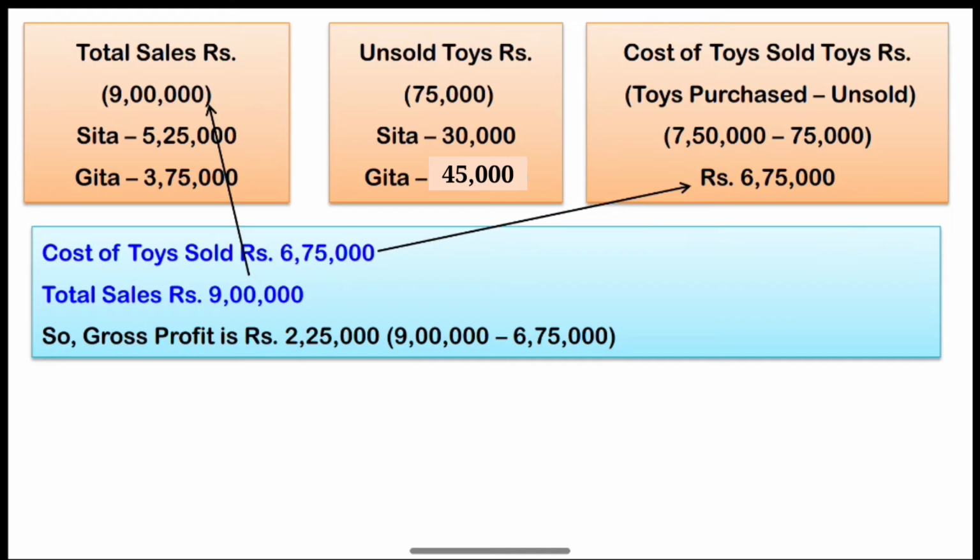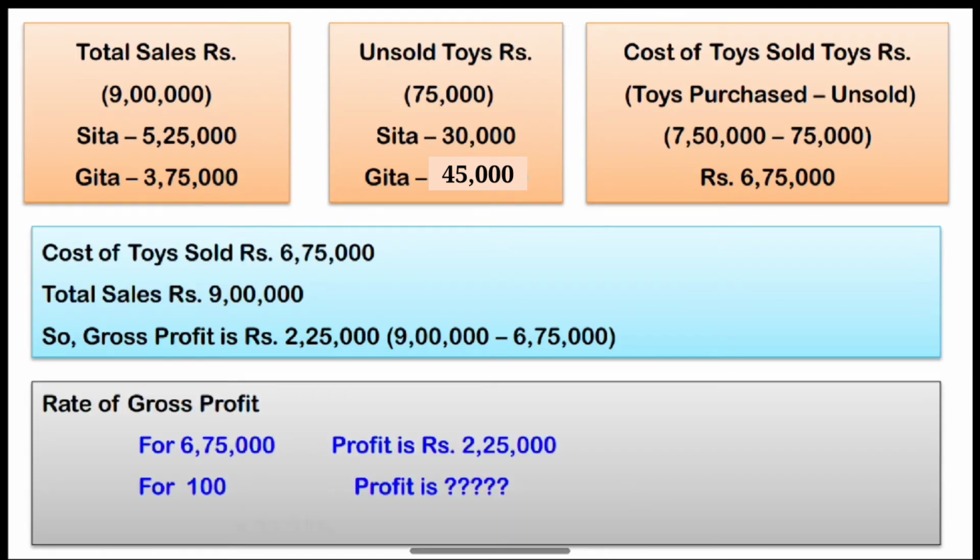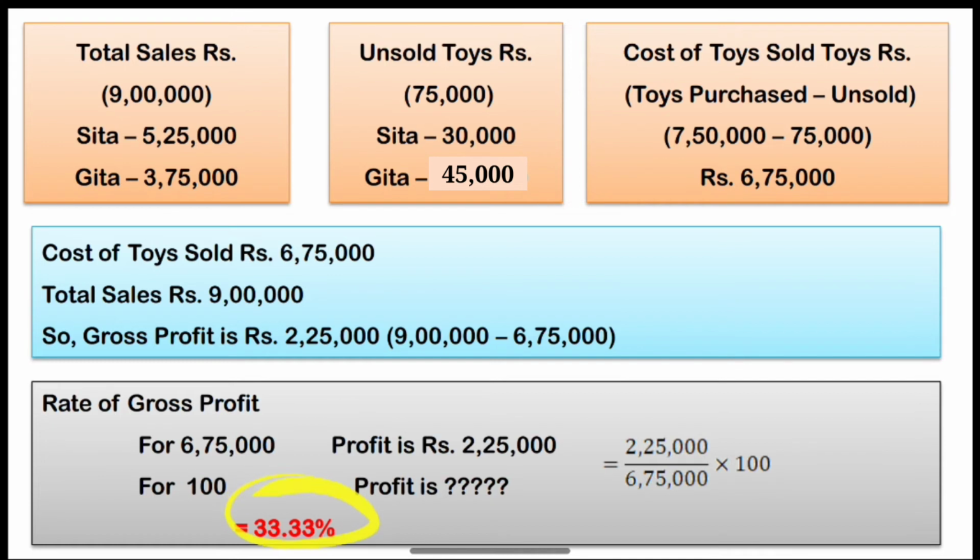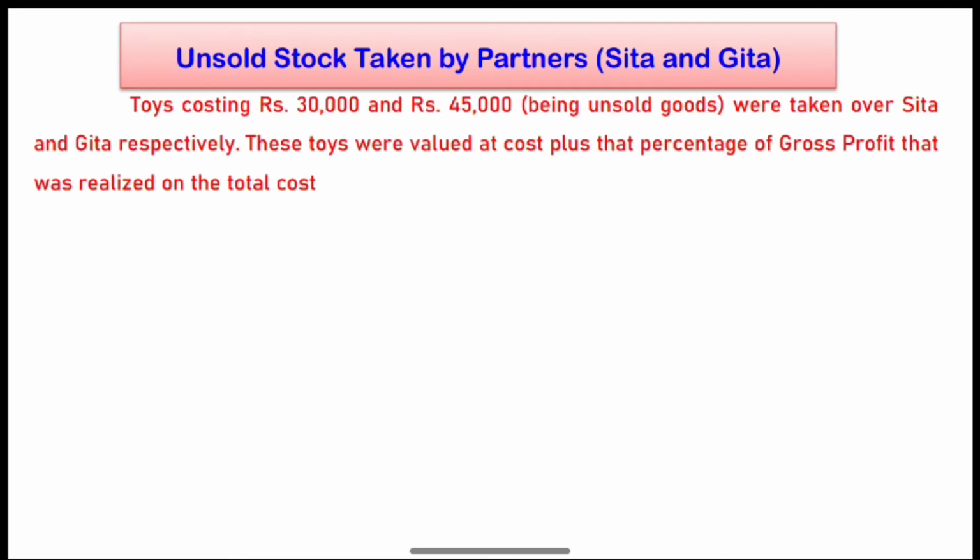So there is a gross profit of rupees 2,25,000. Rate of gross profit: profit 2,25,000 per 6,75,000. So for 100, profit is how much? So we'll get 33.33% as profit, that is the rate of gross profit. It means the percentage of profit we have to add on the unsold stock taken by partners: 33.33%.